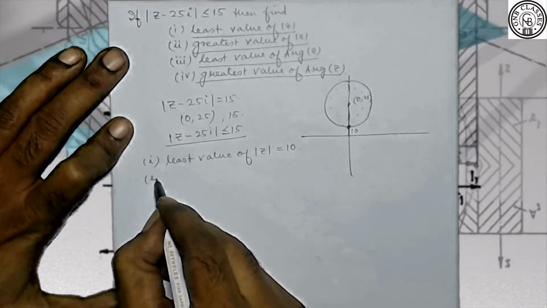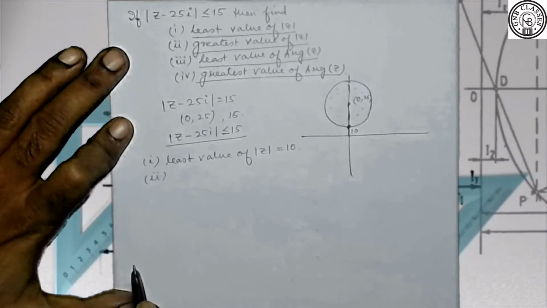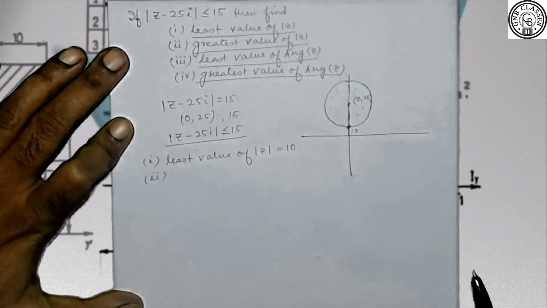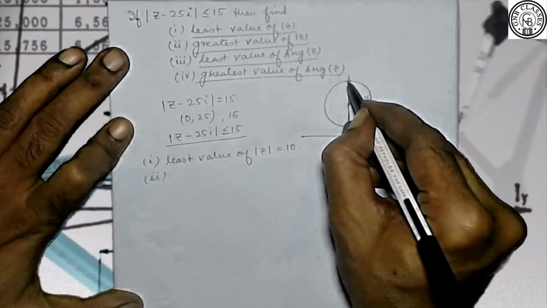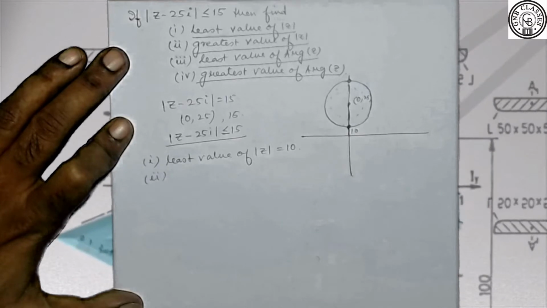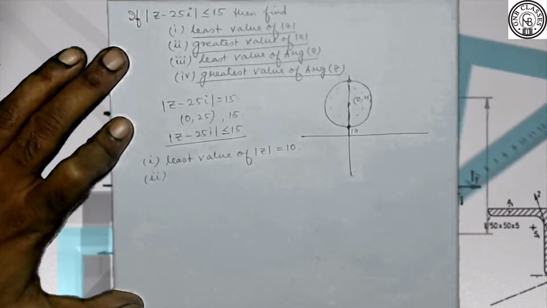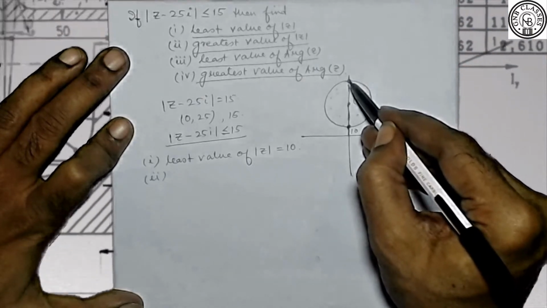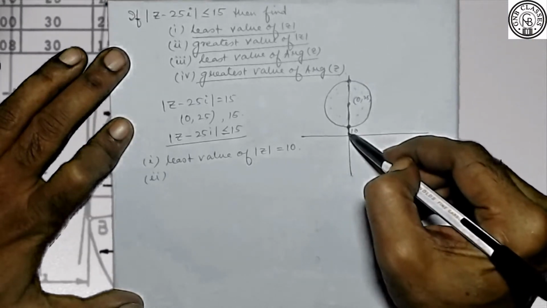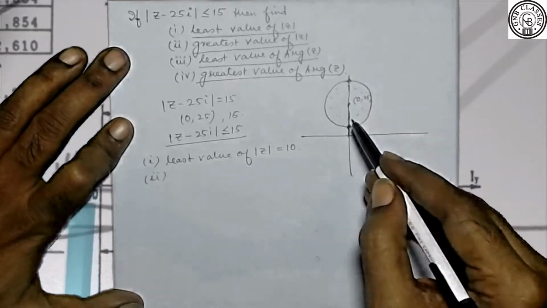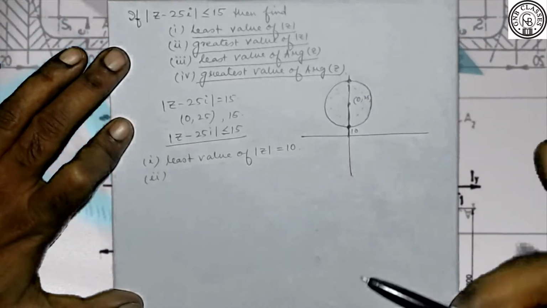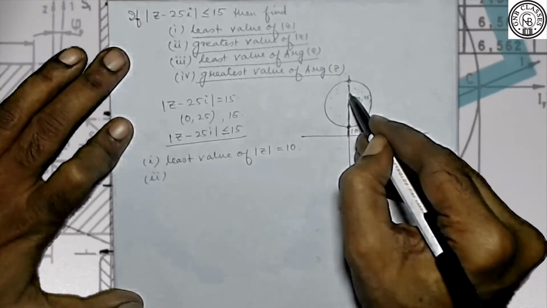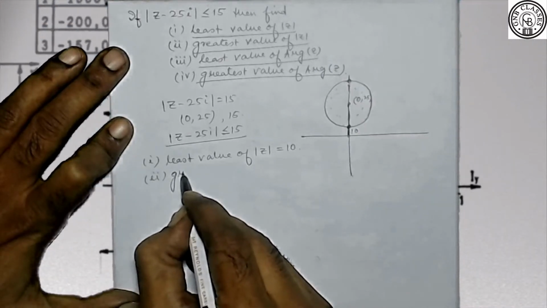Now you tell me, what will be the greatest value of mod z? That is the greatest distance that mod z can take. Now when z is at this position, then your mod z will be maximum. Mod z means the distance from the origin to that point. So when z is lying here, this distance will be maximum. Can you dream of any other point where the distance will be maximum from the origin? No.